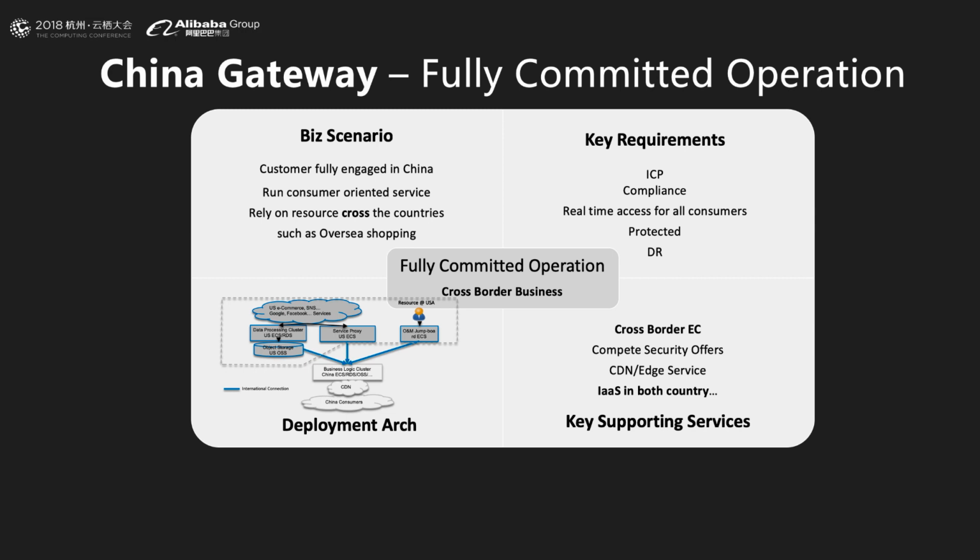And another business scenario for the companies in the fully committed operation phase is cross-border business, such as overseas shopping. So the key supporting services are the cross-border Express Connect, the CDN acceleration service, and the IaaS service in both countries.